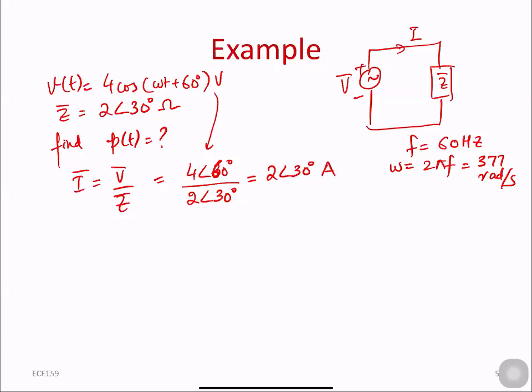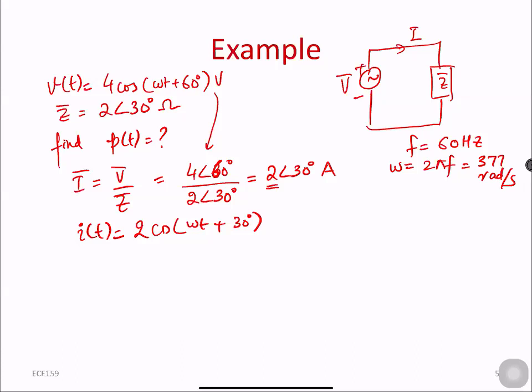So this is the phasor representation. And if I have to write this same using the time domain representation, I can also write this as 2 cos(omega t plus 30). 2 here is the magnitude of the current, cos is our reference, plus 30 is the phase. So I will write this by 30.